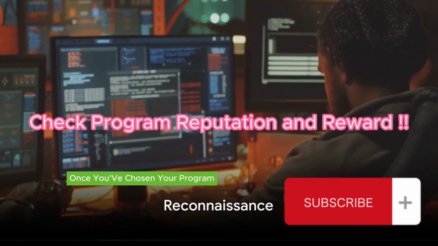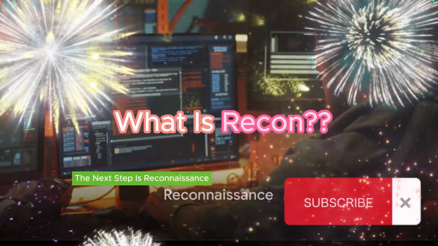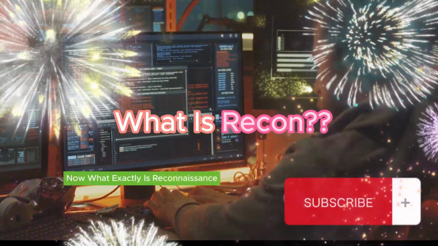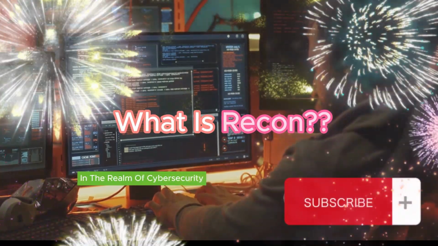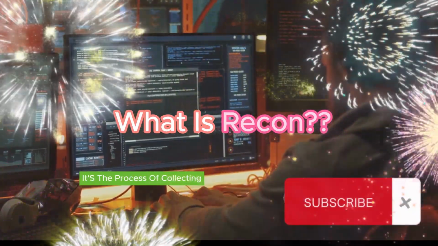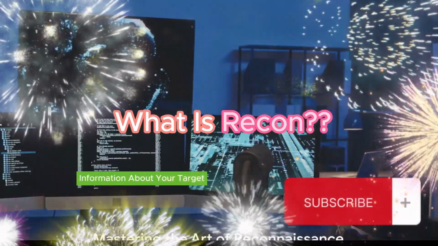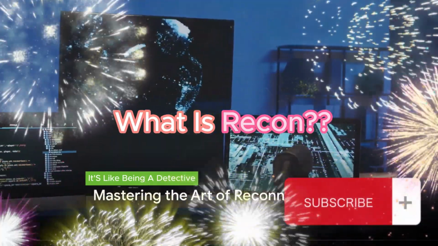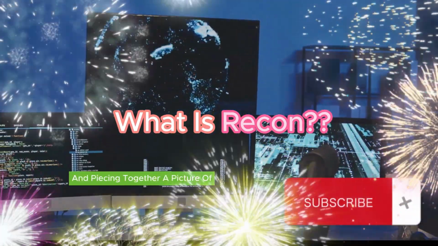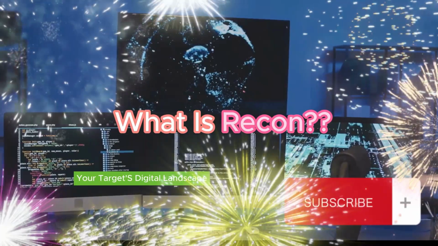Once you've chosen your program, the next step is reconnaissance. Now, what exactly is reconnaissance? In the realm of cybersecurity, it's the process of collecting information about your target. It's like being a detective. You're gathering clues and piecing together a picture of your target's digital landscape.